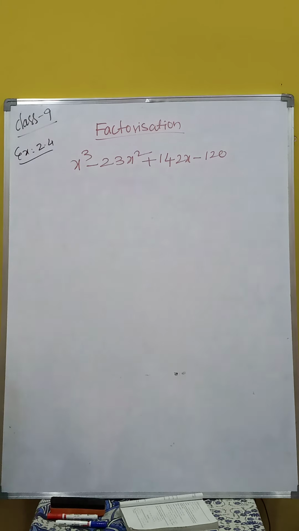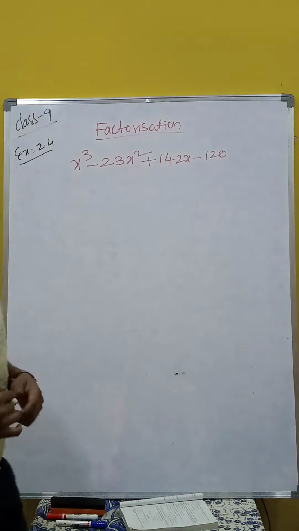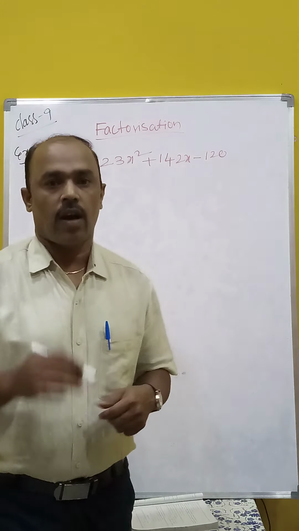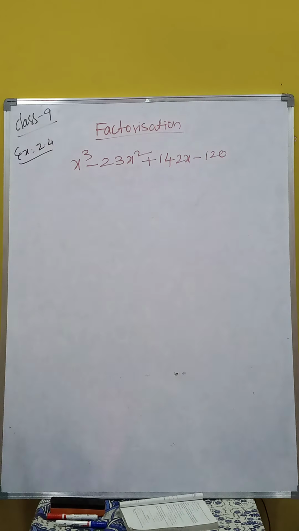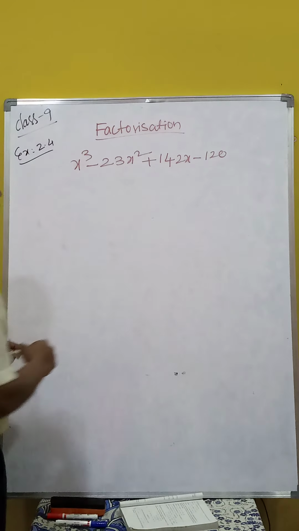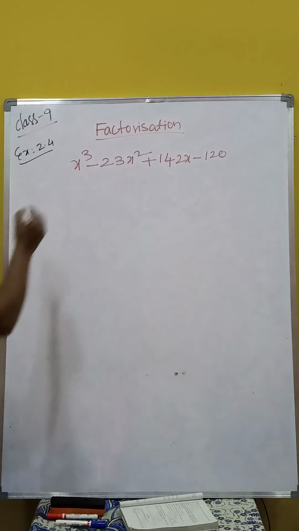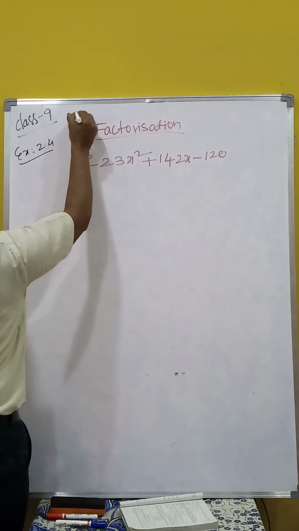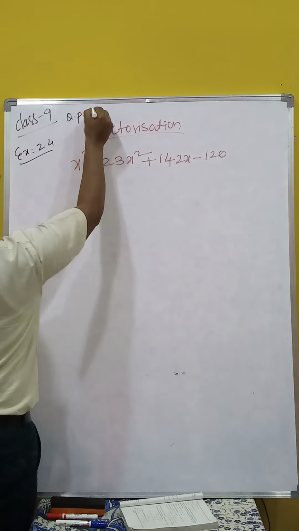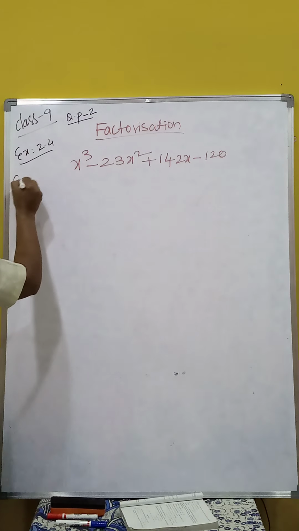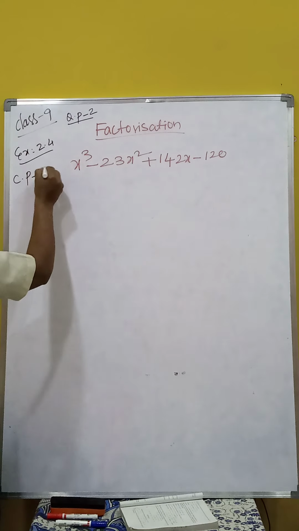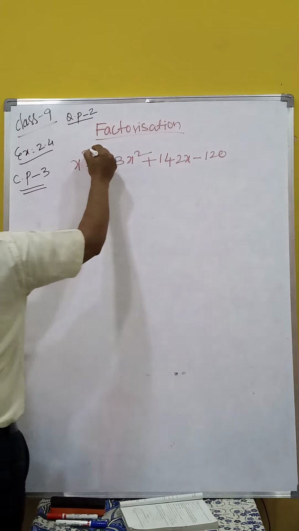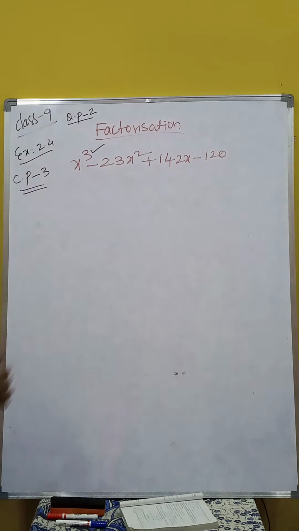We know how to factorize the quadratic polynomial. Now we have to do the cubic polynomial. How to factorize? For this, in a quadratic polynomial, how many factors we have? 2 factors. Same way, cubic polynomial, how many factors we have? 3, according to the degree. If degree 3, 3 factors. If degree 4, 4 factors.